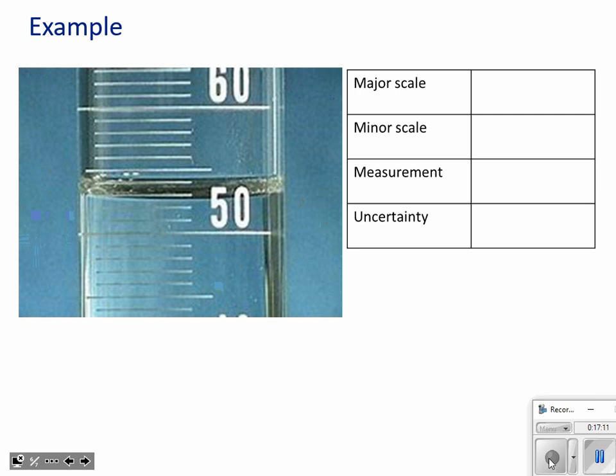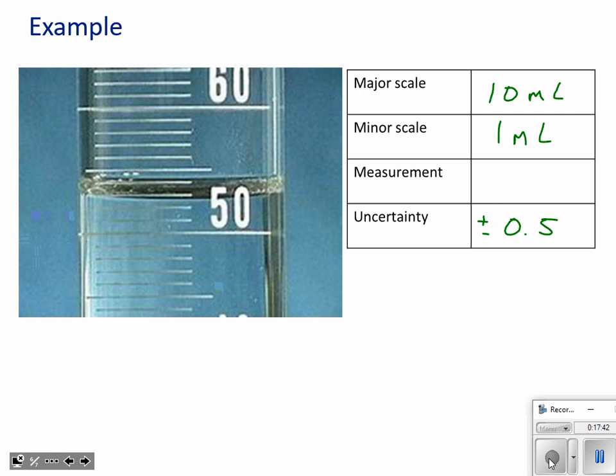Okay, we've already used this particular scale. So, if you didn't realize that we've already used this particular scale, because my major scale was 10 milliliters. My minor scale was 1 milliliter. So that means my uncertainty is plus or minus 0.5. Now here's the big thing. What was my measurement? Did you hit the ranges?